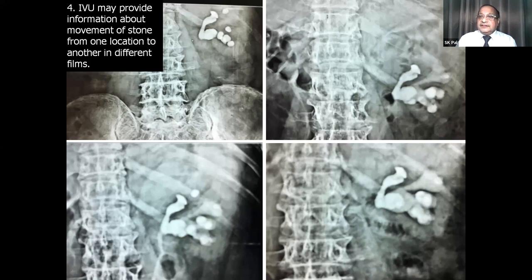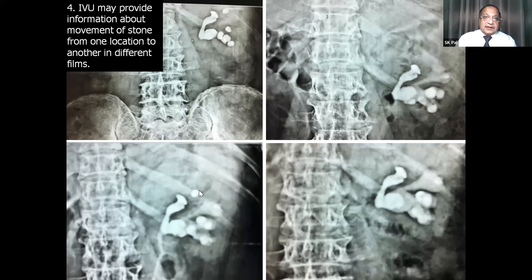The distance has increased. What does it mean? There is a huge space over here. The upper calyx is hugely dilated because it is not visualized in IVU, but still we know that there is so much distance available, and if I puncture from here, I'll be able to come in this direction. So the movement of stone over a period can be identified, and you can take the decisions accordingly.